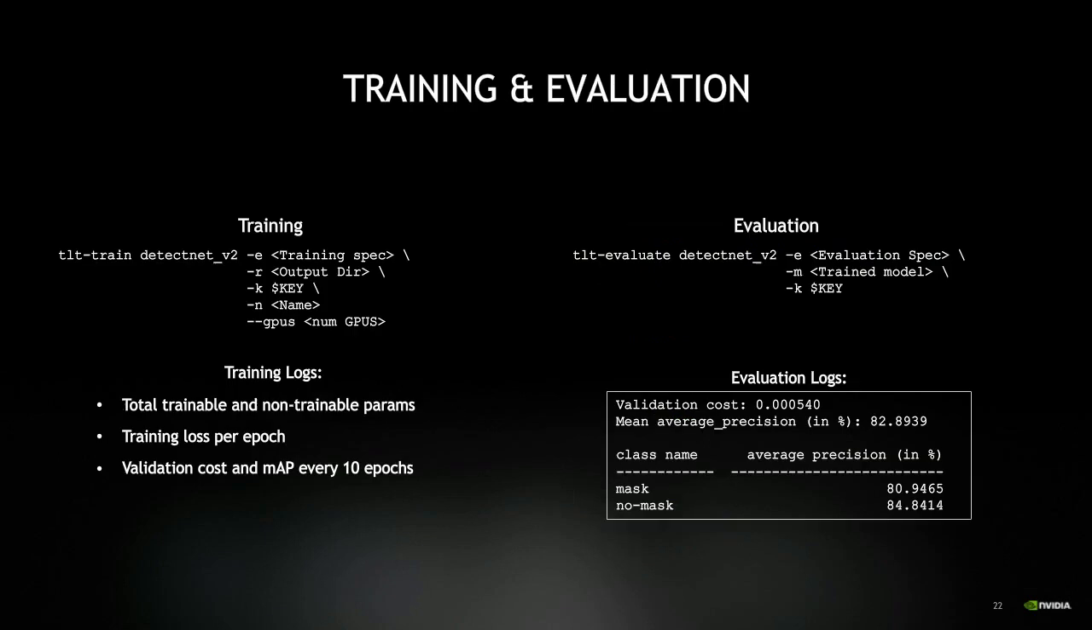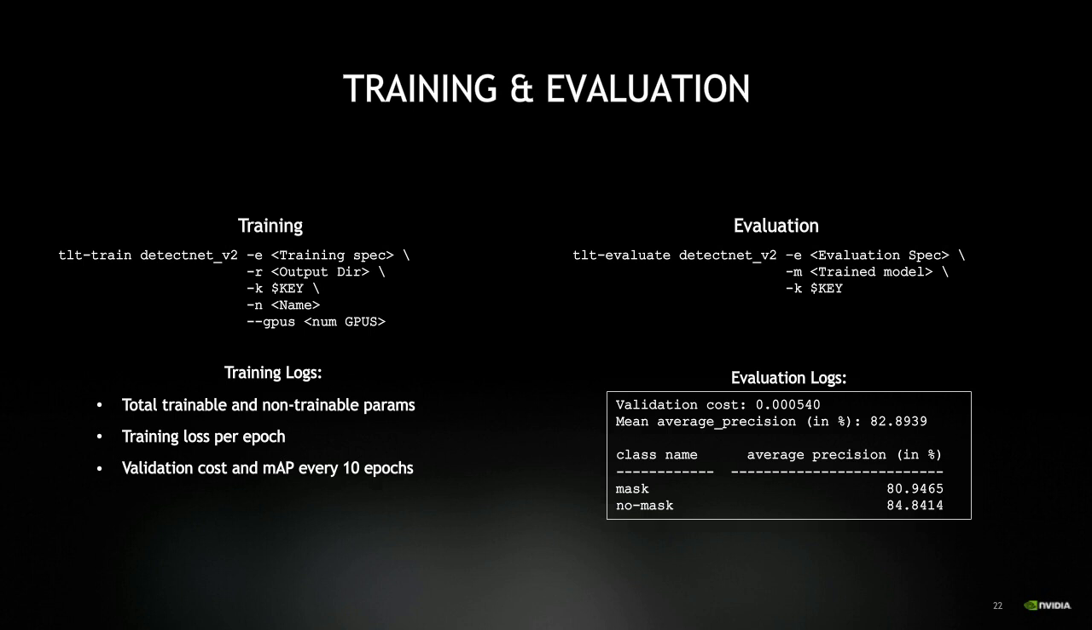Now that you have created your individual spec files, it's time to start training. To train, use the provided TLT train command inside the TLT container. This takes the training spec file as input, and the key, which is the encryption key that comes with the pre-trained model. This key is provided on NGC. You can also specify the number of GPUs to use for training.